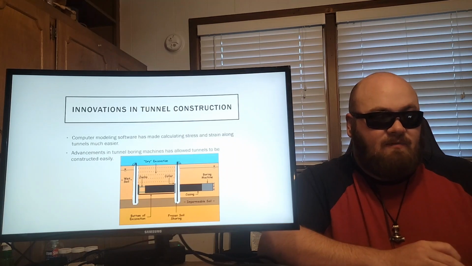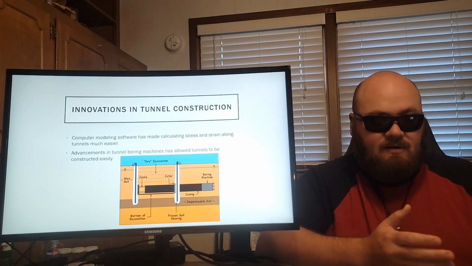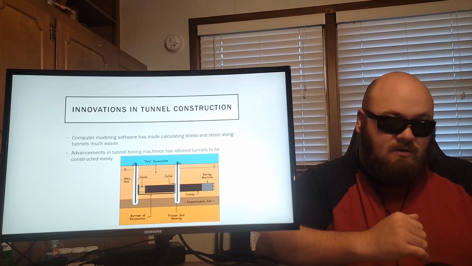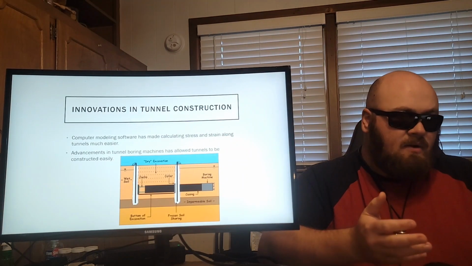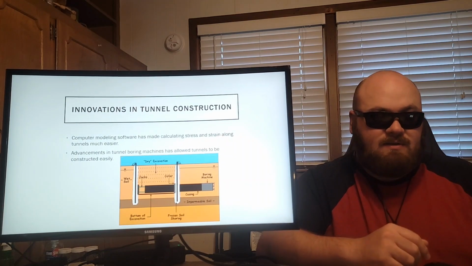This design has been improved on significantly, with now even the type of boring machine depending on the need of the soil type being excavated, the temperature of the region, and more. The two predominant machines used are open and closed face shielded machines, with the former being used with stable soils, whereas the latter is being used for less dense and flowing soils like sand.